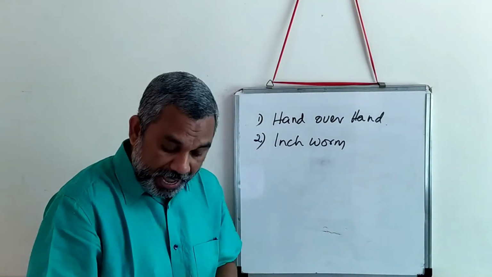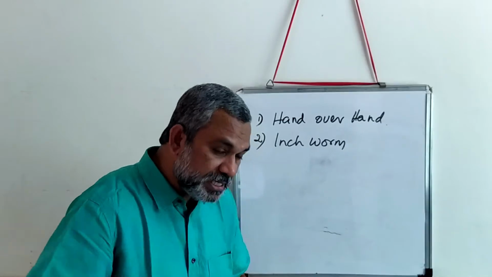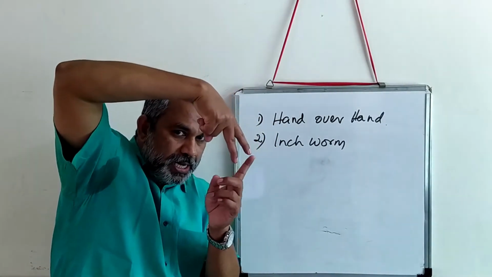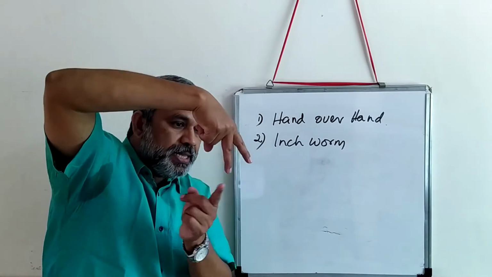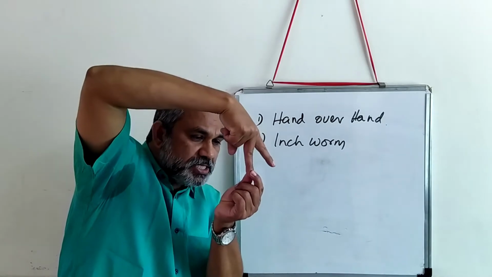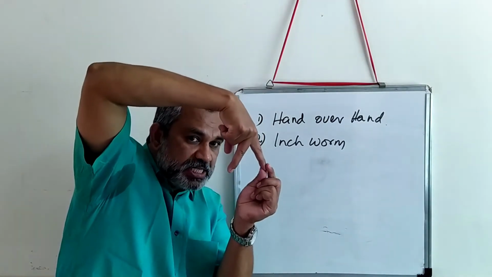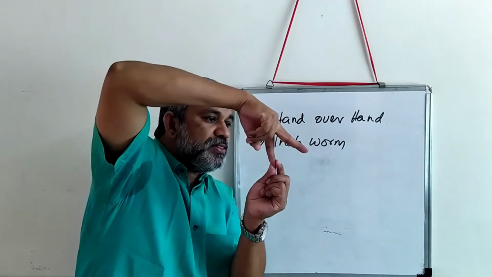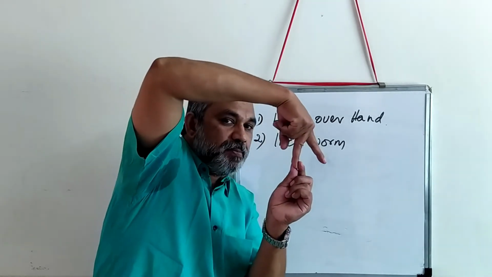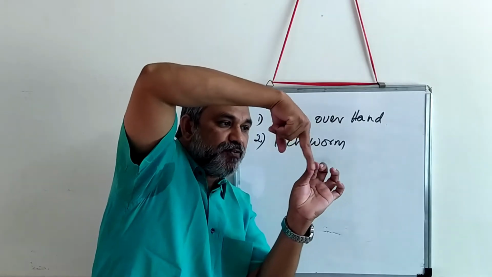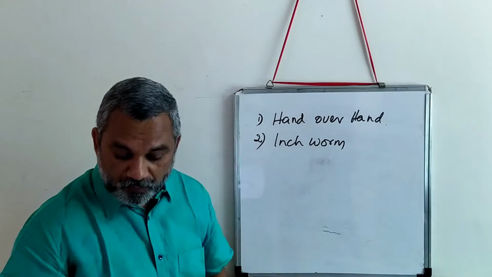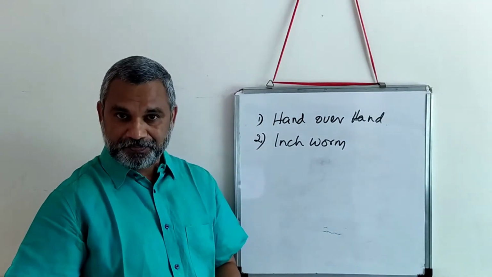In the hand over hand mechanism, if these are the two motors, this one will walk while this one will be fixed. When this is fixed on the microtubule, this is moving ahead, and now this will be fixed and this motor is moving ahead. This is fixed and this is moving ahead. So this is how the hand over hand mechanism operates.